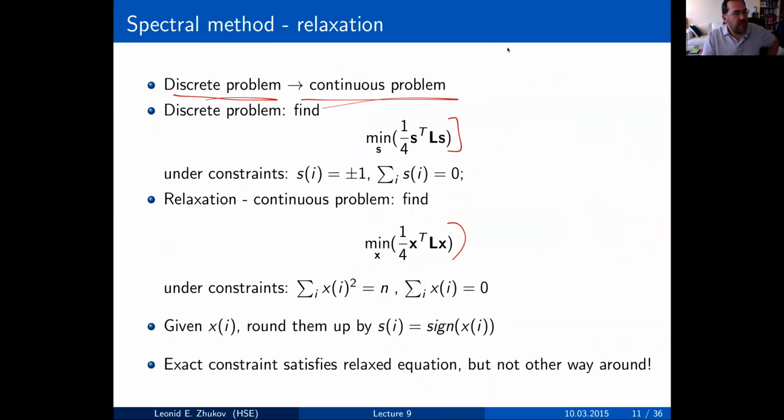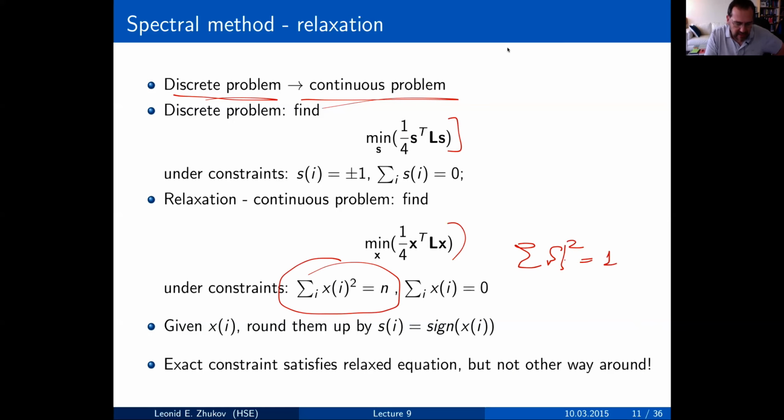There are some constraints that are involved. First of all, I don't want my vector X to become very large or very small. And so I want to fix its length by requiring the sum of Xi squared to be equal to n. Why n? Because the sum of all Si squared is equal to n.